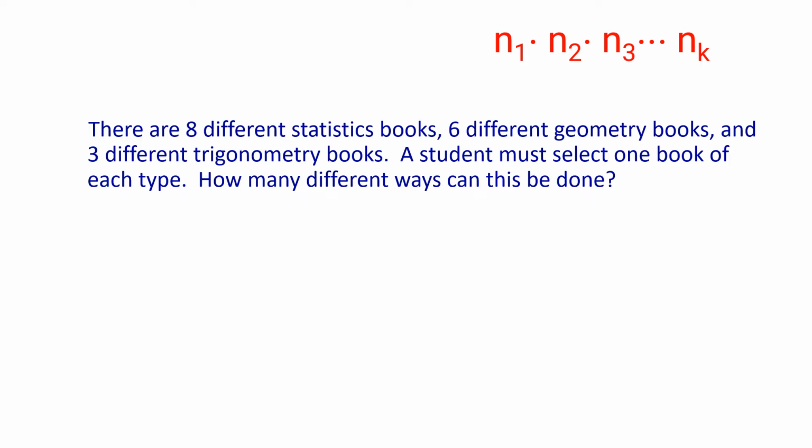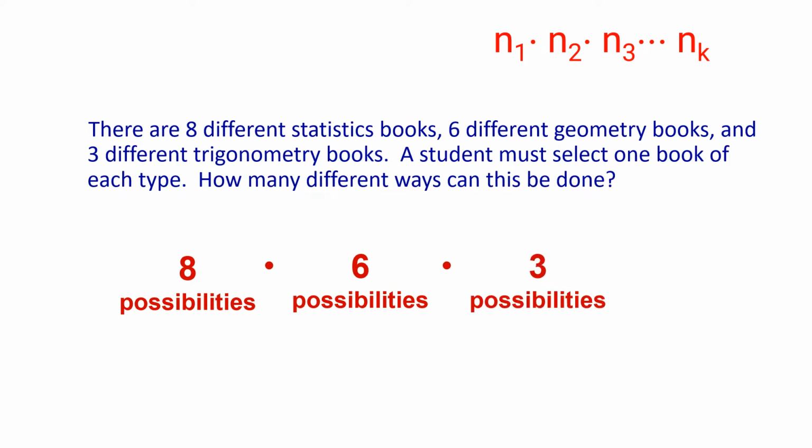So again, we can look at it as a sequence of choices and say, well, how many possibilities for the statistics books? There's 8 possibilities. And then how many for geometry? There's 6. And then how many trigonometry books? There are 3. So we've got 8 possibilities and 6 possibilities and 3 possibilities. So we would multiply all of that together and get 144. So there would be 144 different ways that these books could be selected.